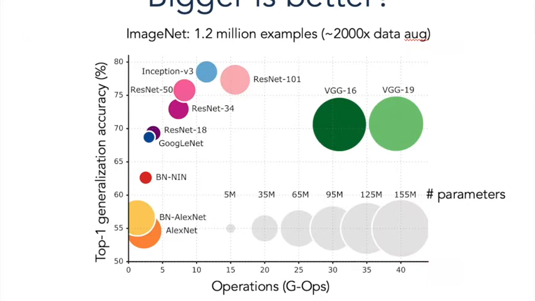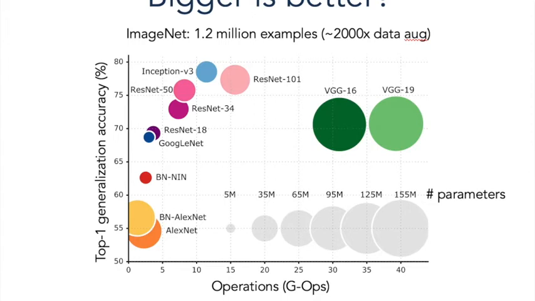And if you look at this more systematically, this plot is showing generalization accuracy on ImageNet on the y-axis. The x-axis you don't have to worry about, it's computational operations. But then the size of the circle is the number of parameters in these models. And so you can see that these absolutely huge models, 155 million parameters, are still doing pretty well in terms of accuracy, even though they're being trained on only 1.2 million examples. So the ratio of the number of examples to parameters is very small.